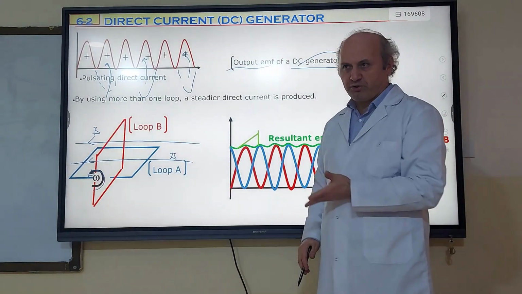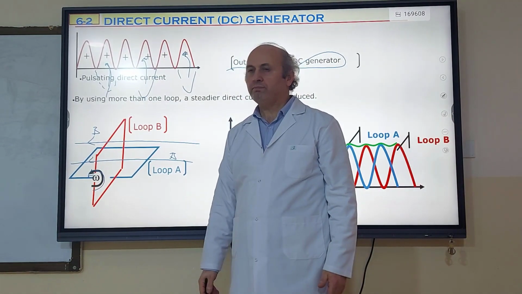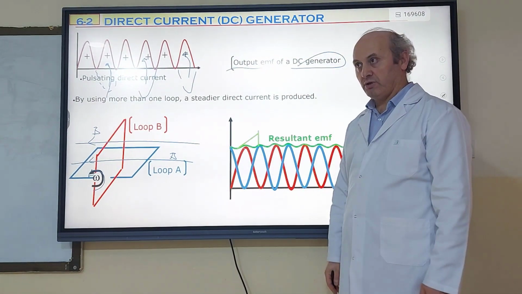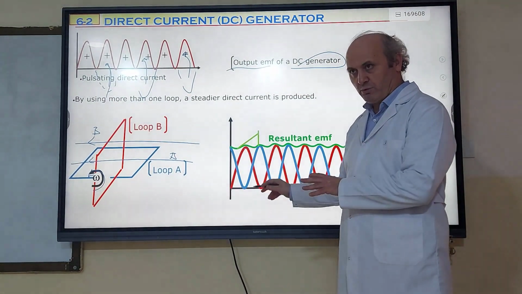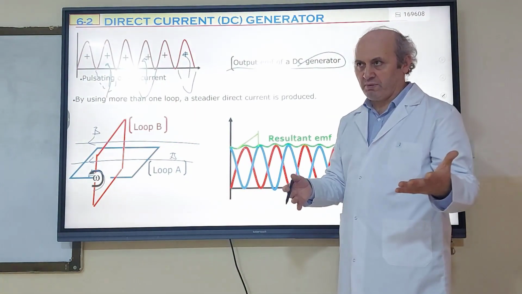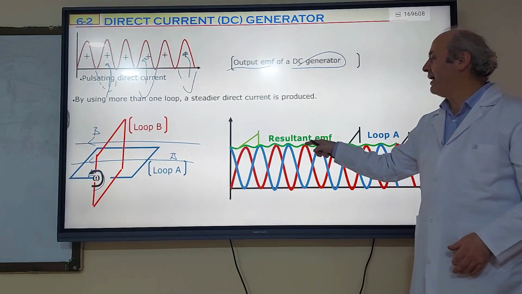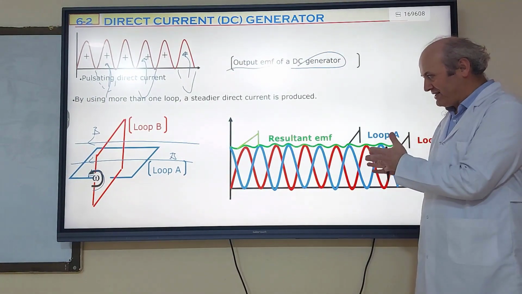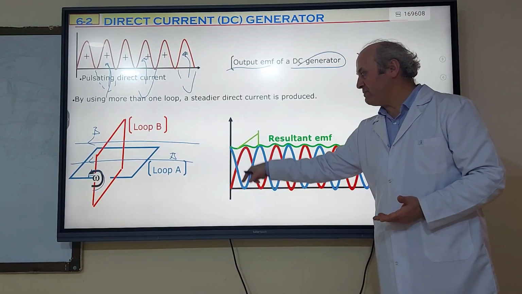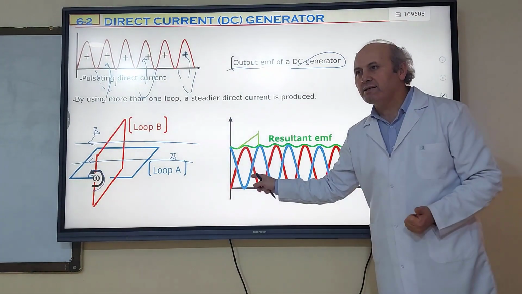After 90-degree rotation, a quarter rotation, red becomes horizontal, blue becomes vertical. Red becomes maximum, blue becomes 0. As you see, always we have one maximum. When we add them using the superposition principle we use for waves, this is also a wave, we are going to get this green curve, or green line, which is much better compared to blue, much better compared to red. This is the resultant EMF, the sum of the EMF of loop A and loop B.